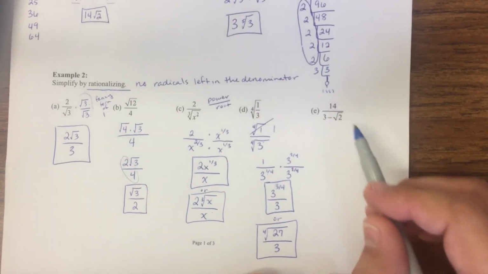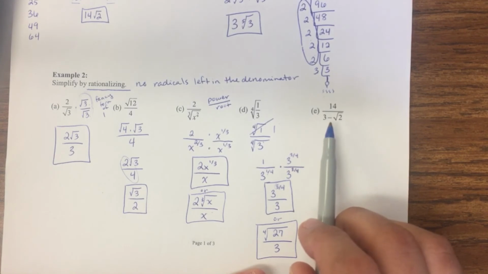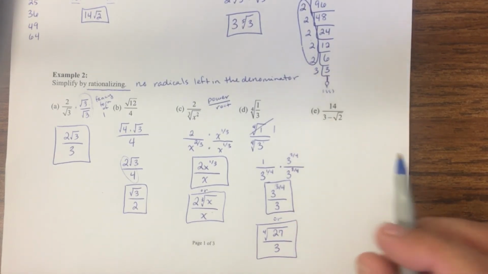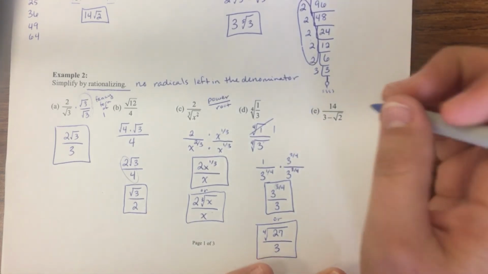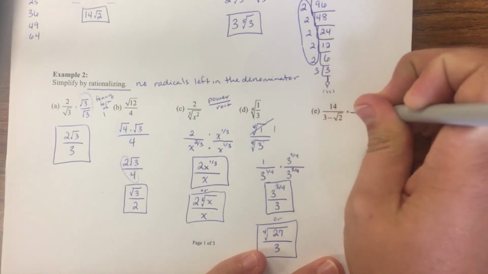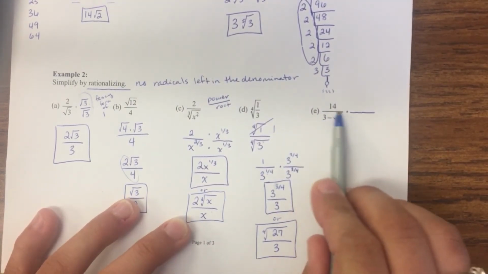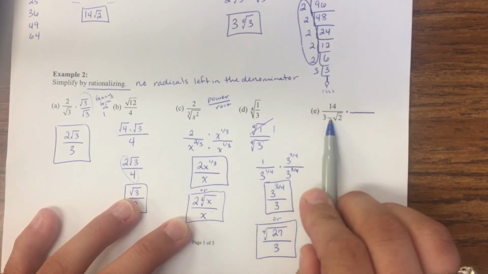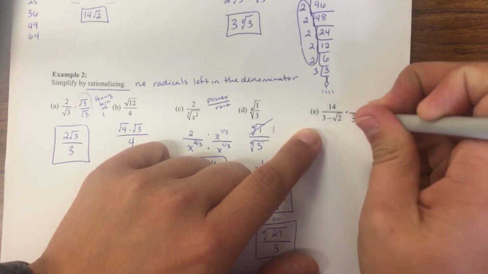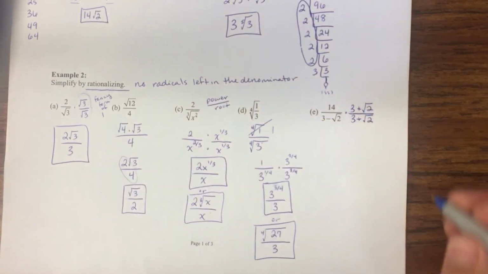This last guy is a little bit different because this one's actually got some subtraction. Anytime you've got addition or subtraction, you have to do something a little bit different. It's called rationalizing. It's called using the conjugate. So we're going to multiply by the conjugate, which hopefully is a word you've heard before. The conjugate of something is you keep whatever it is and change the sign in between. So the conjugate of 3 minus the square root of 2 is 3 plus the square root of 2.